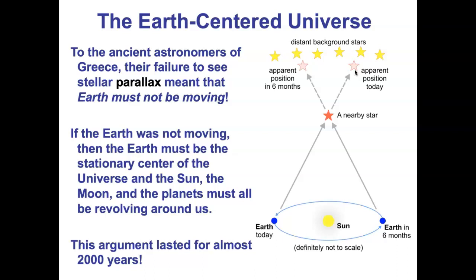So the Greeks came to the reasonable conclusion that if we don't see the parallax of stars, then the Earth must not be moving through space. And if the Earth isn't moving, then the Earth must be sitting still at the center of the universe, and everything revolves around the Earth. They were wrong, but they were wrong for all the right reasons. They came up with a reasonable conclusion.